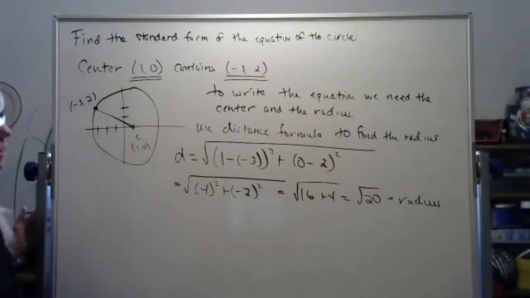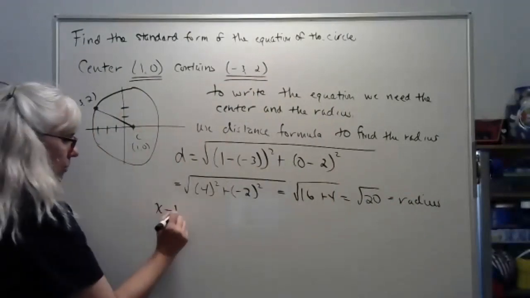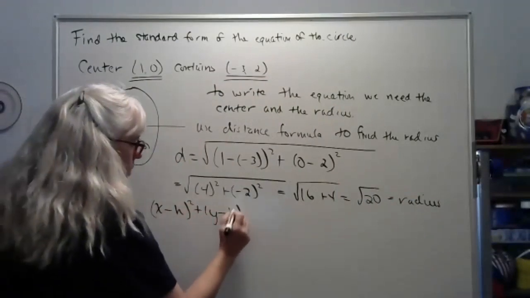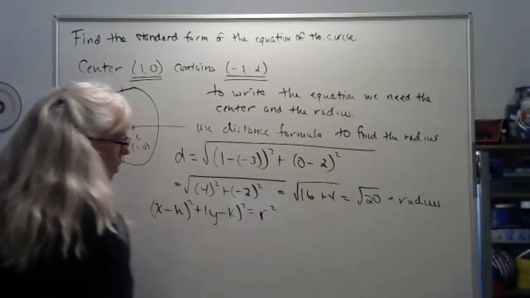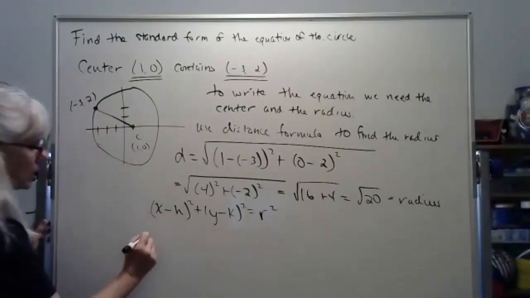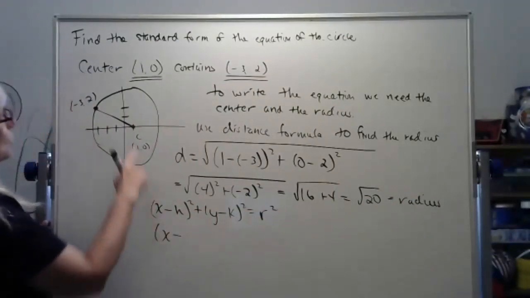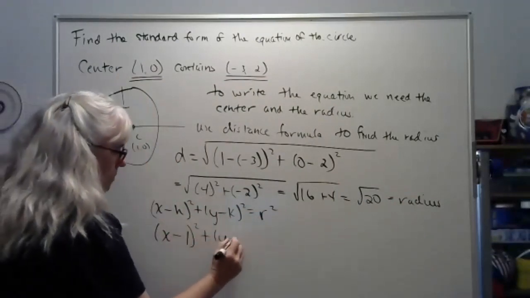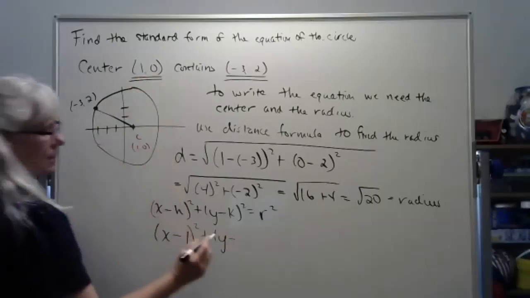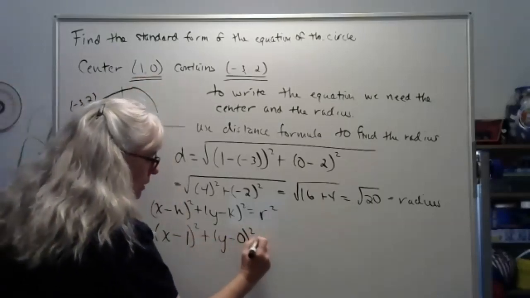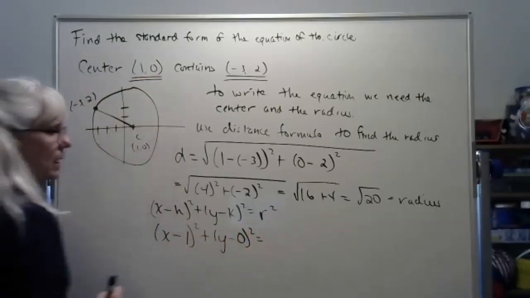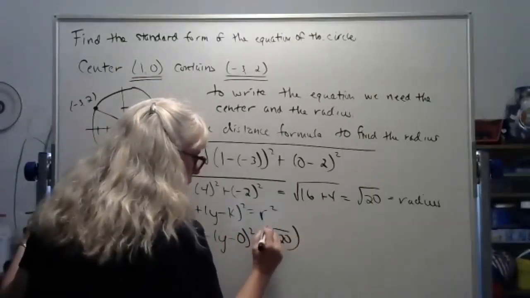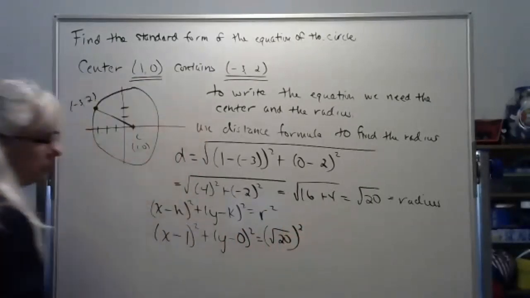Okay, now we can write this equation of circle. And again, don't forget what we're going for is that x minus h quantity squared plus y minus k quantity squared is equal to r squared. So for us, we'll have x minus, and the x coordinate of the center was a 1, quantity squared. Y minus the y coordinate of the center is a 0, which I don't really have to write, but I don't want to lose anybody. And that's equal to the radius squared. So I'm going to write the square root of 20, and then we're going to have to square it.